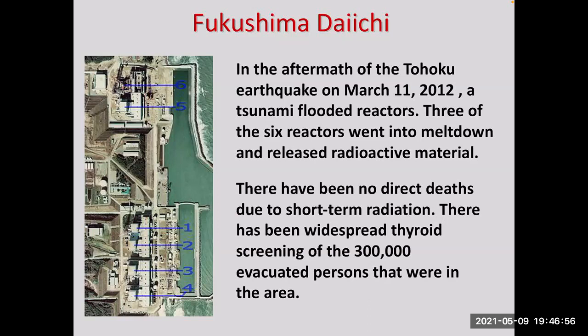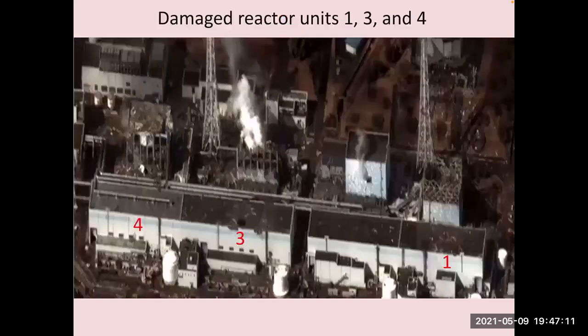But basically the water flooded the basements where the generators were. So when that town lost power, the generators were no longer able to keep the reactors cool. And that was what caused that meltdown. So this is just showing you the damaged reactor units 1, 3, and 4 that were not able to stay cool.